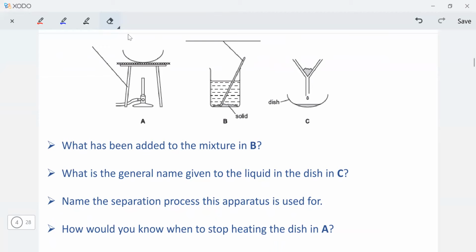How would you know when to stop heating the dish in A? This is the evaporation stage. So when would you stop the evaporation? When the solution is saturated. How can I know that the solution is saturated? You would see crystals on the tip or the edge of the glass rod. So the answer will be when crystals appear on the edge of the glass rod.